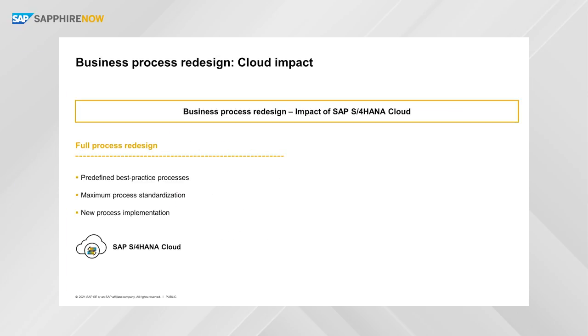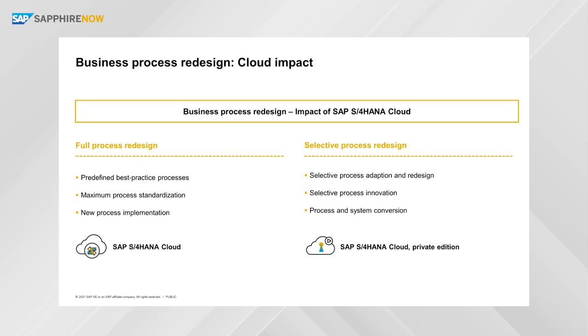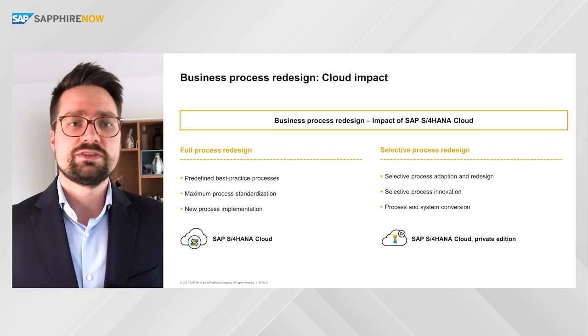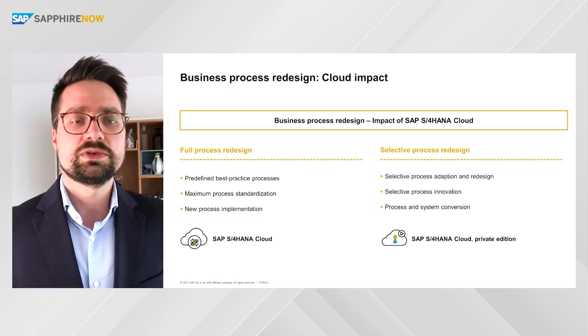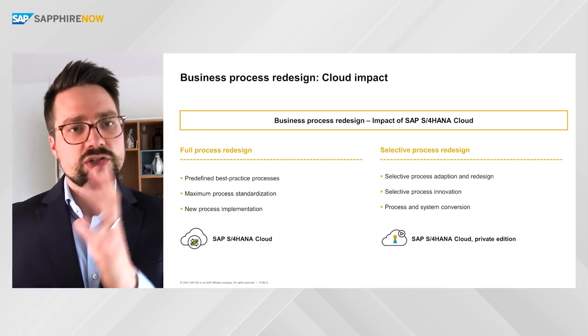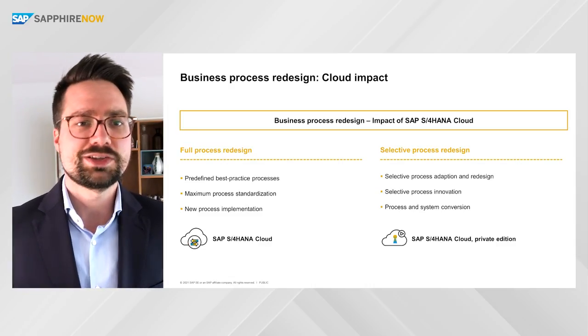The great thing is with S/4HANA Cloud, you can go into a full process redesign where you basically throw away the old process garbage and go to a net new process standard using process best practices and a maximum of process standardization. But also, if you need your process heritage to a certain extent or you want to keep certain developments that you invested in, you can go into a selective process redesign, which means that you keep a good part of your processes, but you change certain other areas in your process setup and your data structures. The selective process change means you combine the best of a migration with the best of a greenfield implementation. And S/4HANA Cloud allows you to go from any of those ideas and starting points for your transformation into a real cloud setup. And that's a great message, I think.